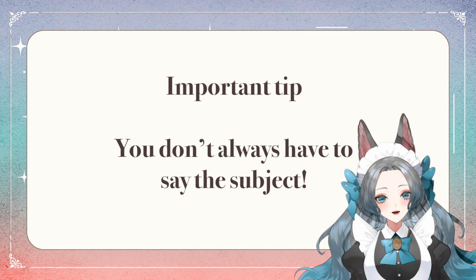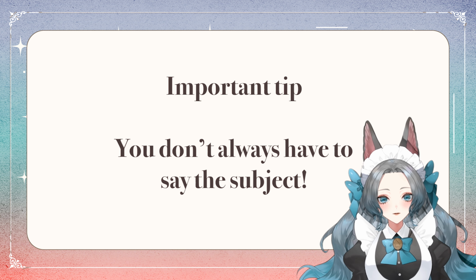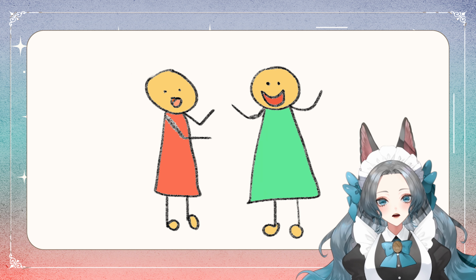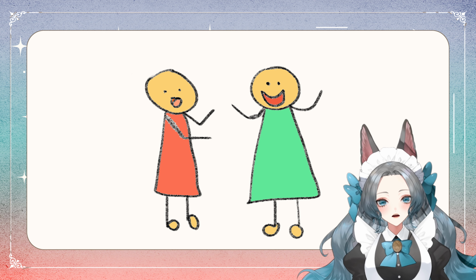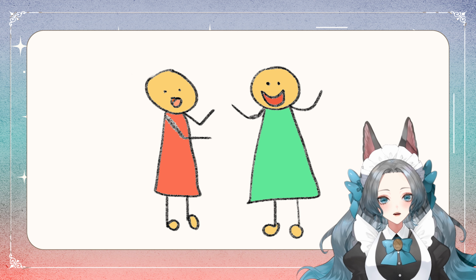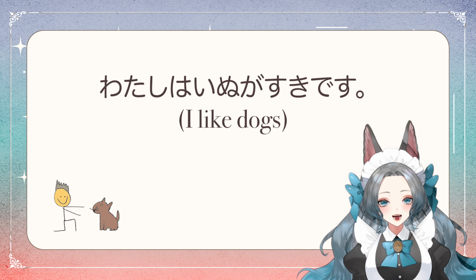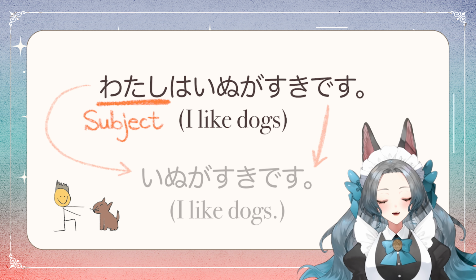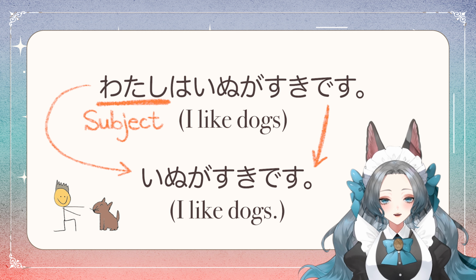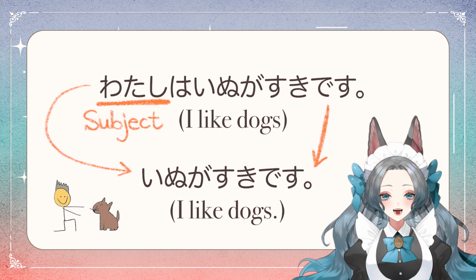Also in Japanese, you don't always have to specify the subject of the sentence if you know exactly what you're talking about. For example, if you're talking to a new friend and you are trying to get to know each other and you're just talking about yourselves, you don't have to say, 私は犬が好きです. You can actually skip the subject and say, 犬が好きです. And it basically means the same thing. I like dogs.